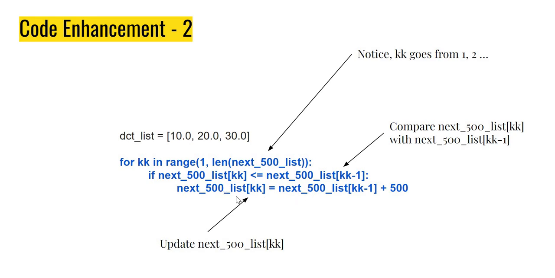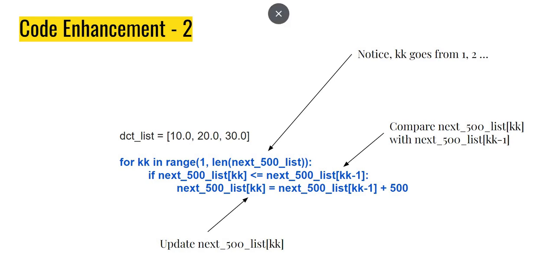If I go and put item kk to item kk minus 1 plus 500, I will be ensured that my item kk is more than item kk minus 1 at the end of this change. If these two are equal, again, the same thing holds. So basically, this code will ensure that at the end of it, my list will have strictly increasing next 500 values, so that I can offer discounts in a more meaningful and reasonable manner.